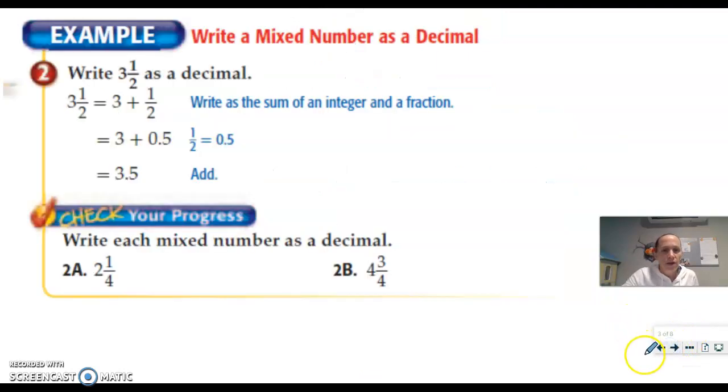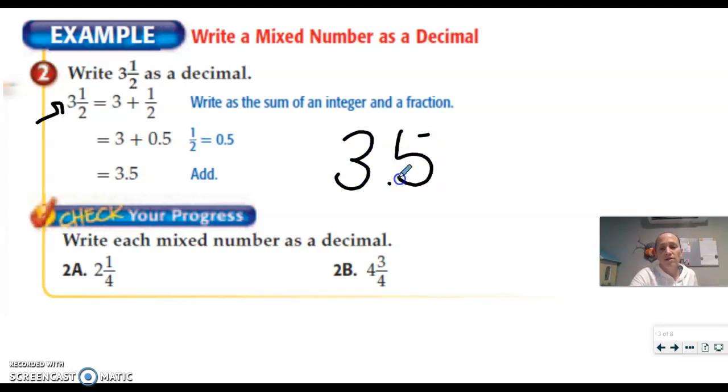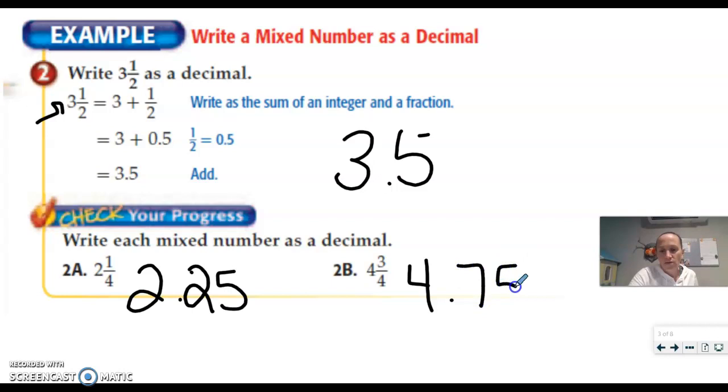The other thing you'll have to do is write mixed numbers as decimals. Just keep in mind that a mixed number is a whole number and a fraction. The whole number, you don't really need to do anything with, because the whole number 3 is just 3. So focus on the fraction. So 3.5. Anytime there's a whole number, it's just going to go in front of the decimal point. And these fractions you would probably already know. So 2.25, 4.75. There will be some mixed numbers on the sheet, and you'll have to convert those also.